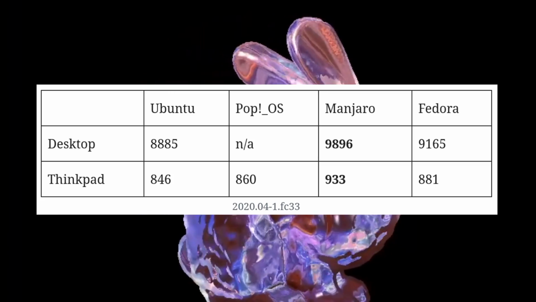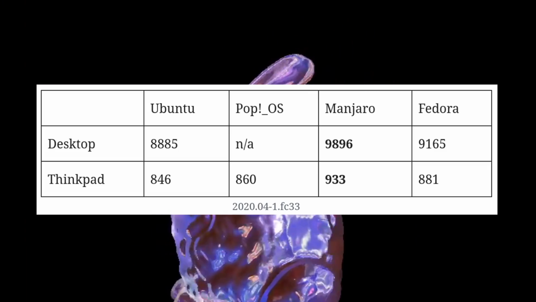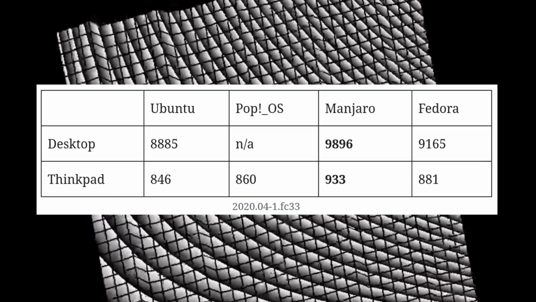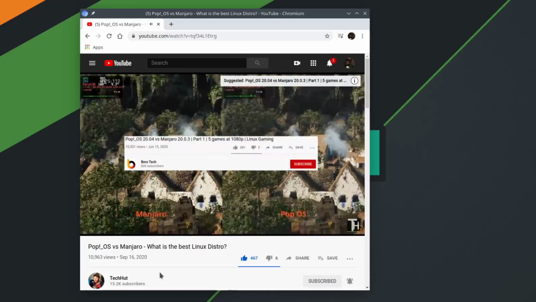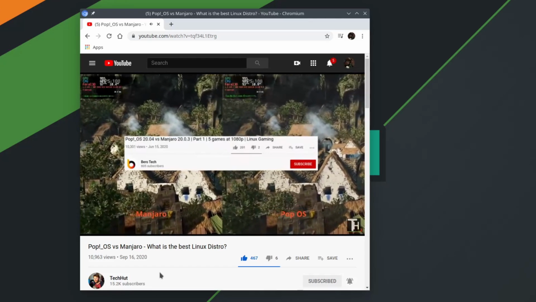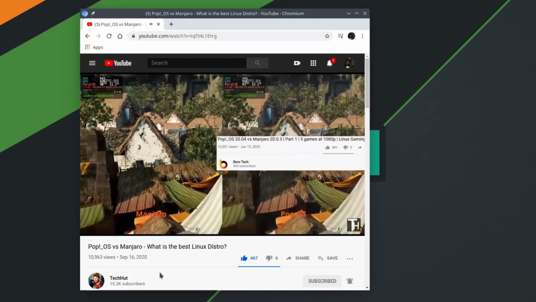With the results below, we can see that Manjaro did score better on both the desktop and laptop, and I was having some issues getting this to score properly with PopOS on the desktop. In my Manjaro versus PopOS video, we concluded that there is not enough difference to decide a concrete winner when it comes to gaming performance.